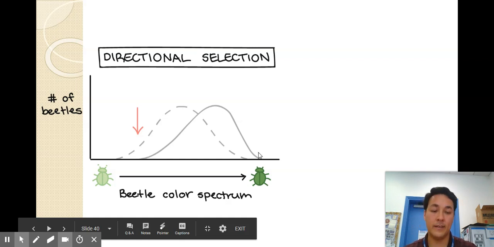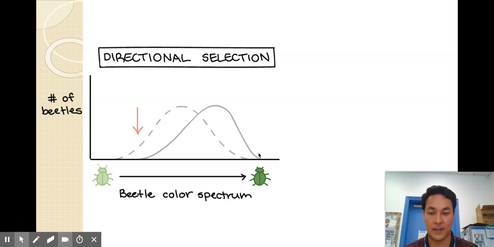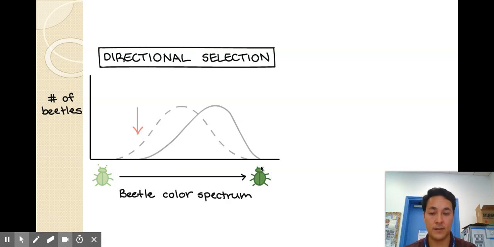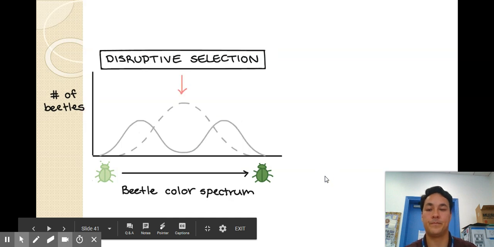Right? And then in the Finch movie, we didn't watch all of it, but we highlighted segments of it. There's directional selection for big beaks. And then that was after the drought. And then rainstorms came, and then there were small seeds. So there's directional selection for small beaks. So that's pretty cool. All right, and then there can be disruptive selection.